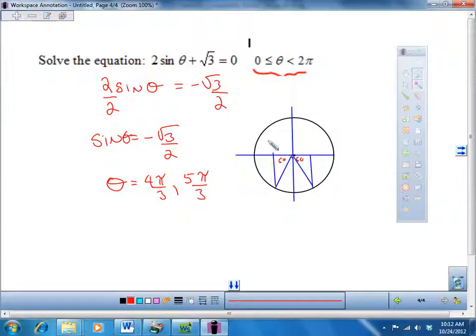Wait, so what does the 0 or the negative pi mean? Theta is between, so you're looking for the answers in one revolution around the unit circle. If it says all solutions, then you have to add 2 pi k to each one of those. Okay? All right.